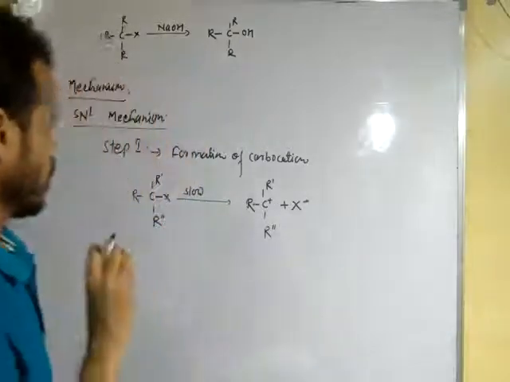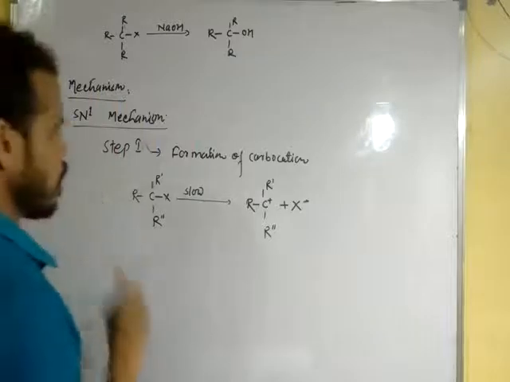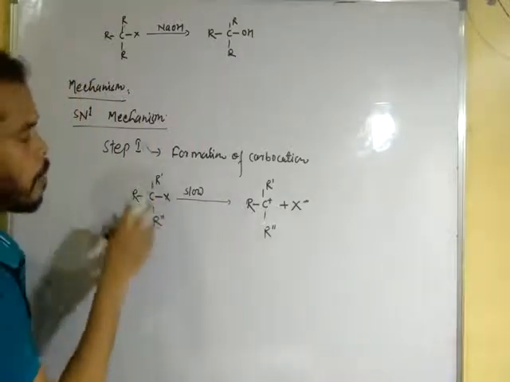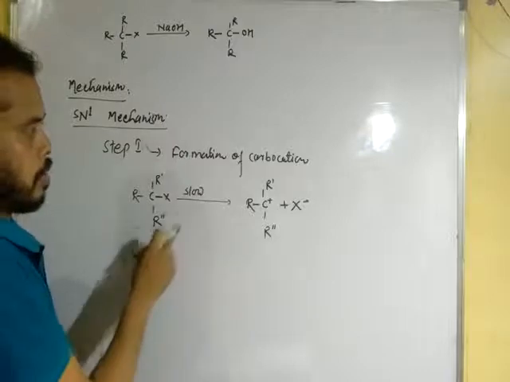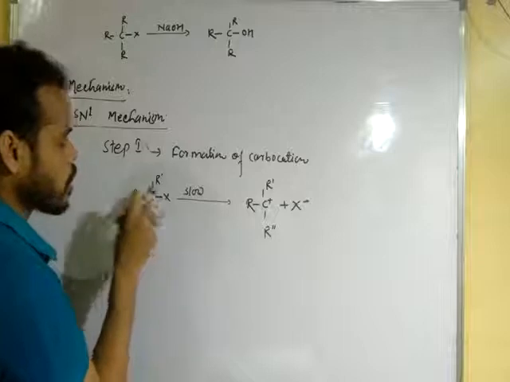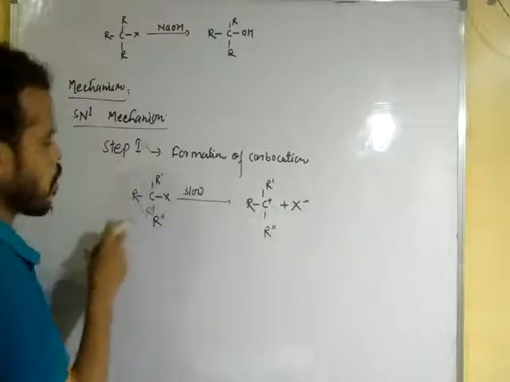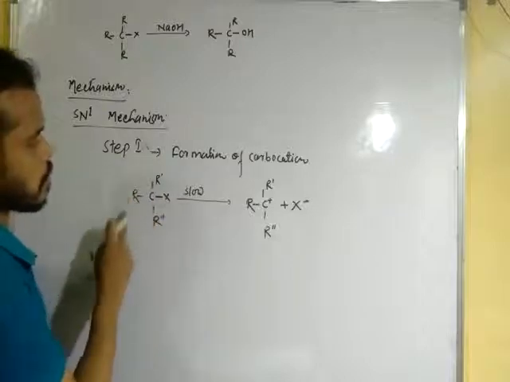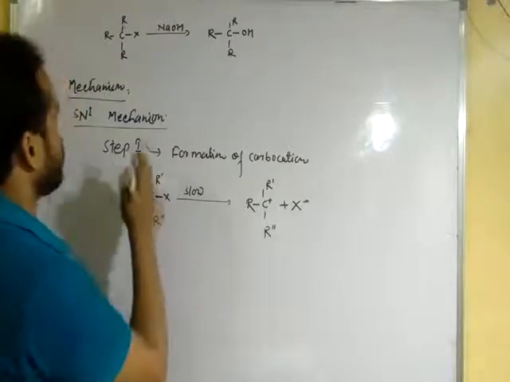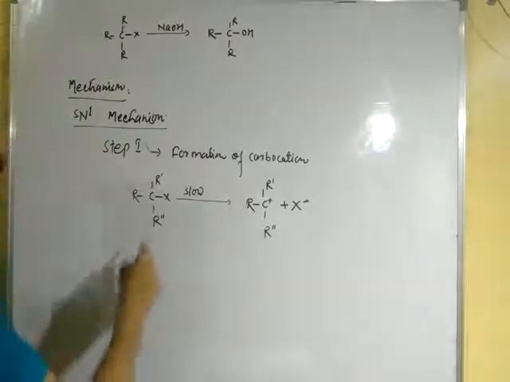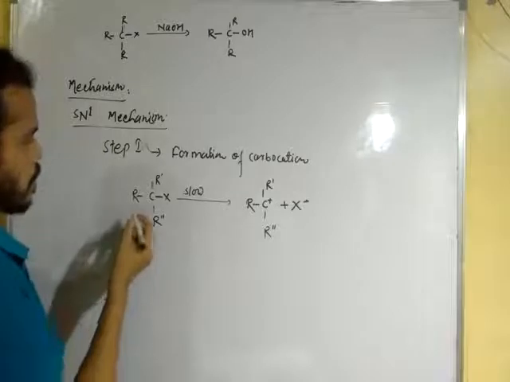That determines the rate of reaction, and you can see that only one molecule takes part in the slowest step, so the rate of reaction depends only upon the substrate, that means the tertiary alkyl halide. So this is called an SN1 reaction. So, the SN1 mechanism.